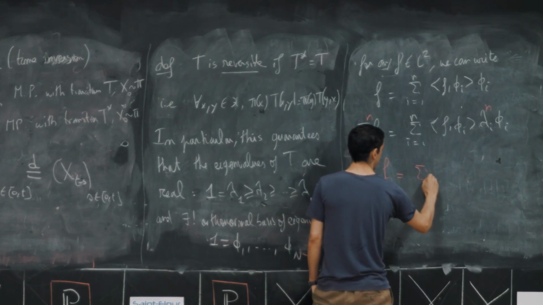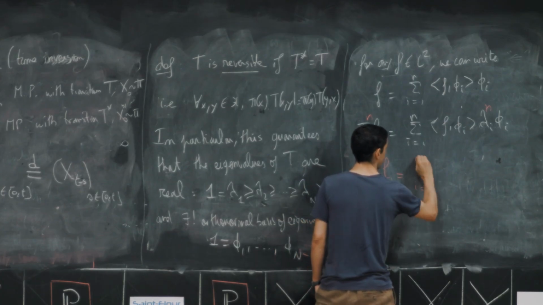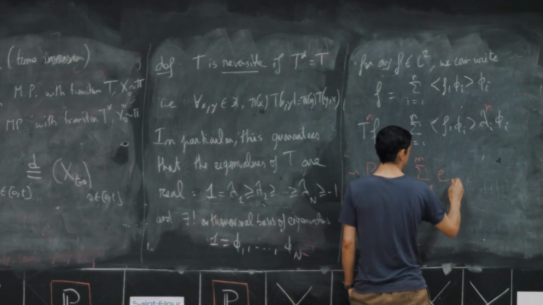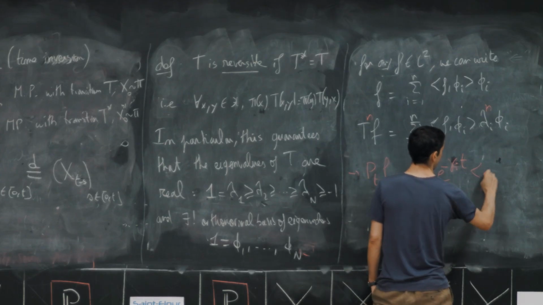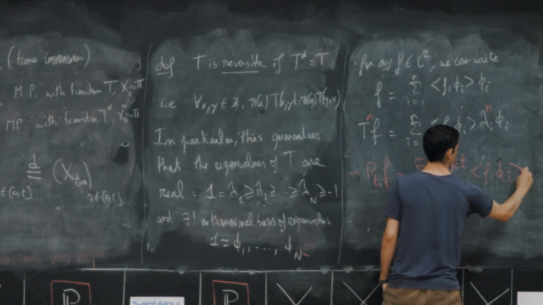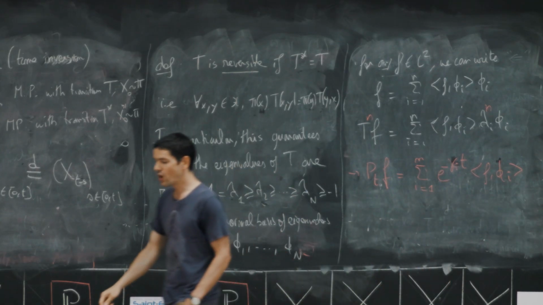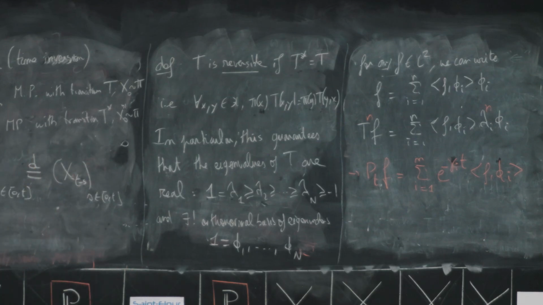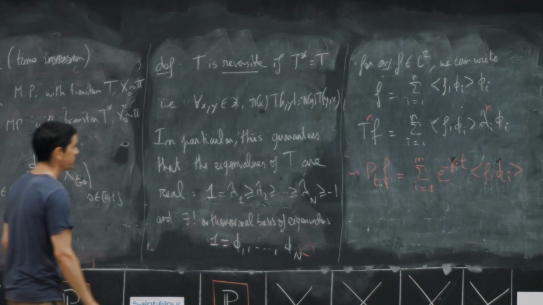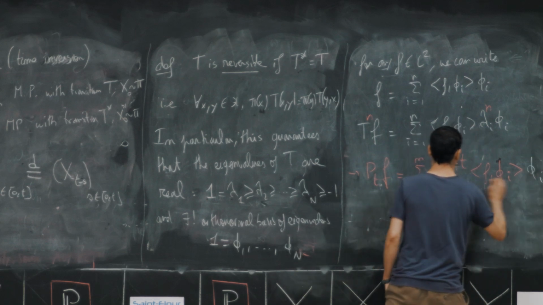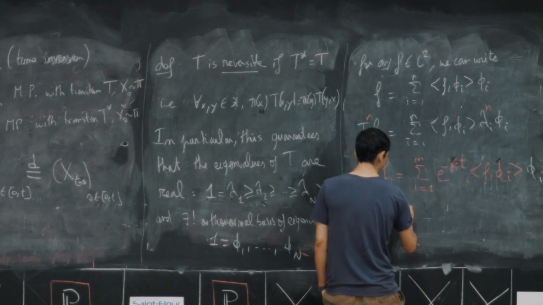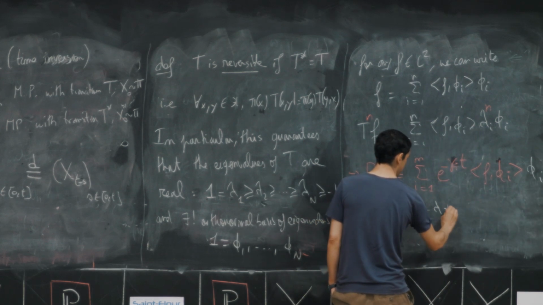you can also get a nice expression for it. You just get the exponential of minus gamma i t, times the projection onto phi i, and this gamma i is just 1 minus lambda i.